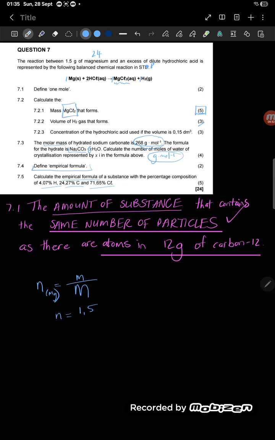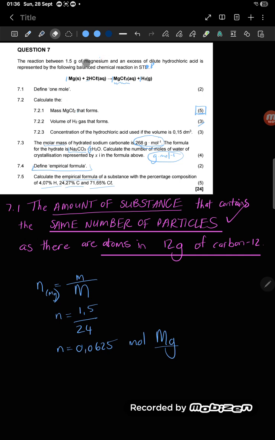Okay, cool. 1.5 divided by my favorite number, 24. So N would be equal to 0.0625. Yeah, I like that. Mole of, what am I busy with? Please write this in. Don't just write mole, because you might confuse it and think this is Cl or something. Okay, then I've got a balanced chemical equation.